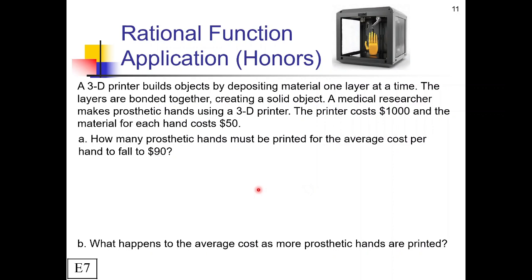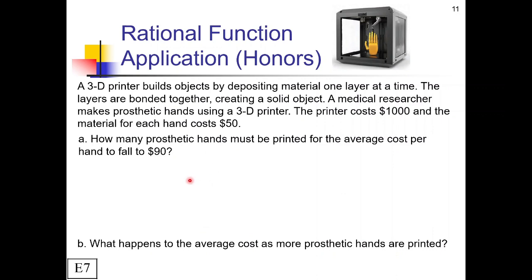For our final problem, we're going to do a little real-life application here. So we have a 3D printer building objects by depositing material one layer at a time, and the layers are bonded together, creating a solid object, like this hand here. Let's say we have a medical researcher making these prosthetic hands using a printer. The printer, they're saying, costs $1,000 and the material for each hand is $50. They want to know two things. How many prosthetic hands have to be printed for the average cost to fall to $90? And what happens to the average cost as more of these are printed?